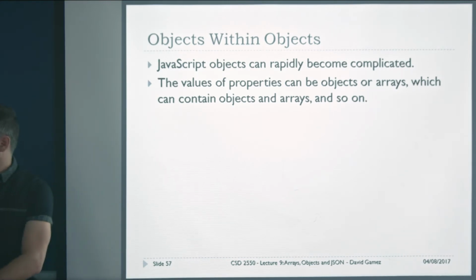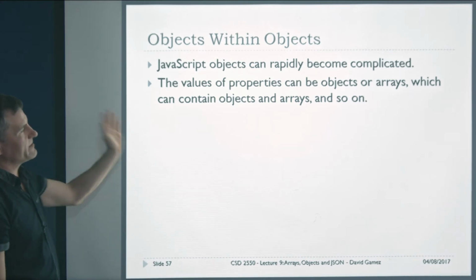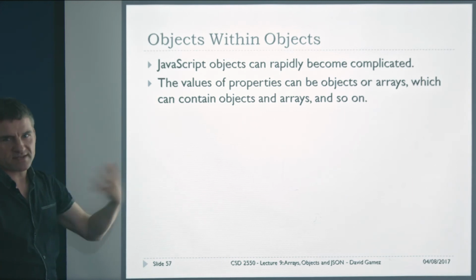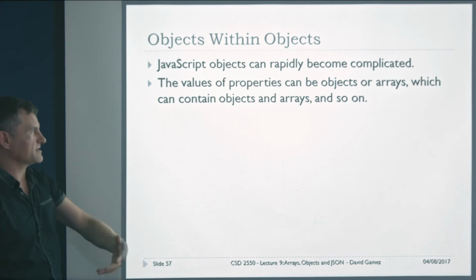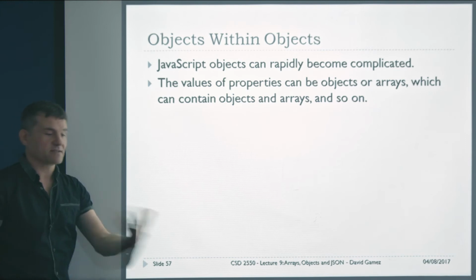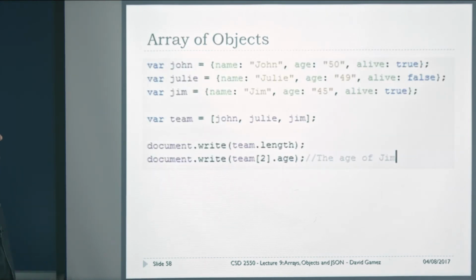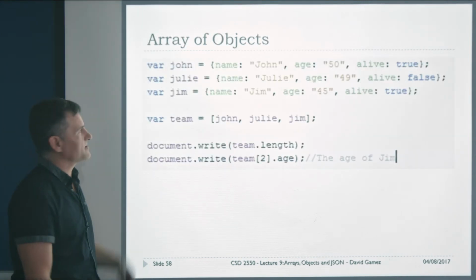JavaScript objects can rapidly become complicated. The reason they become complicated is because the values of properties aren't just primitive data types. They can also be objects or arrays themselves, and these objects and arrays can contain further objects and arrays. So you can get enormously complicated data structures, which is good because it's flexible, but it's bad because it can get a bit messy.